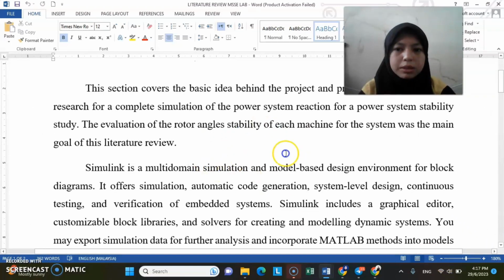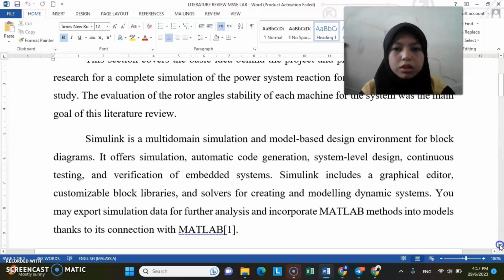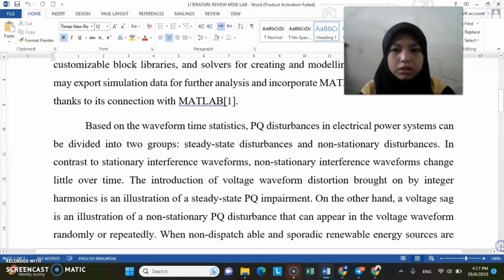Research for complete. Okay, Simulink. First we use MATLAB because it offers simulation, automatic code generation, system level design, and continuous testing and verification of embedded systems. Based on the waveform time statistic, PQ disturbance is divided into two groups, which are steady state disturbance and non-stationary disturbance.